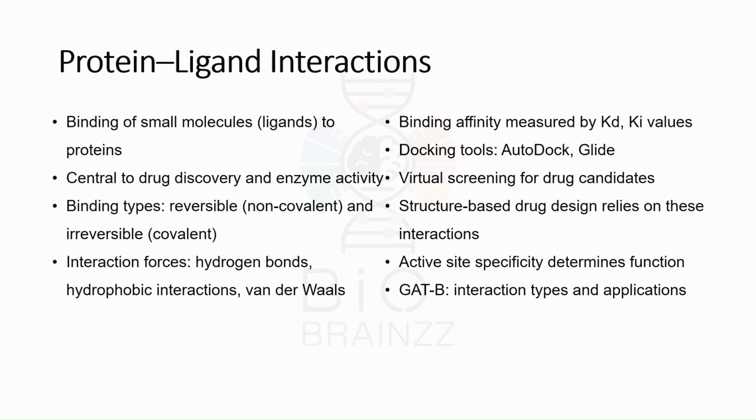Protein-ligand interactions involve binding of small molecules to proteins, which is very important in drug discovery. According to the slide, these interactions can be reversible or irreversible. They involve forces like hydrogen bonds and hydrophobic interactions. Binding affinity is measured using values like Kd and Ki. Tools like AutoDock are used for studying these interactions. GAT-B focuses on types of interactions and applications.